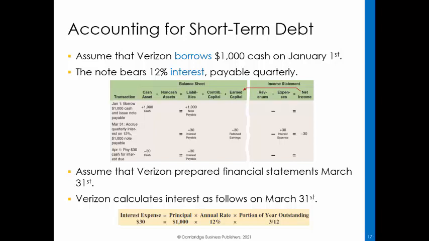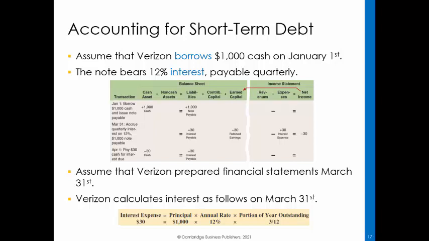equal to the principal of $1,000 times the annual rate of 12% multiplied by 3 divided by 12 for the months of January, February, and March. The January 1st borrowing increases both cash and notes payable. On March 31st, Verizon issues its quarterly financial statements.